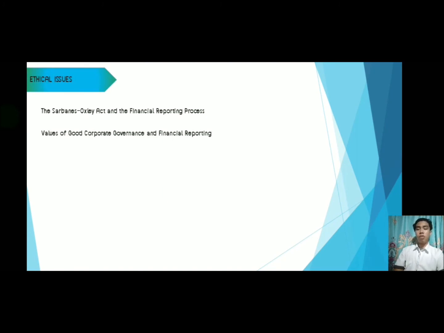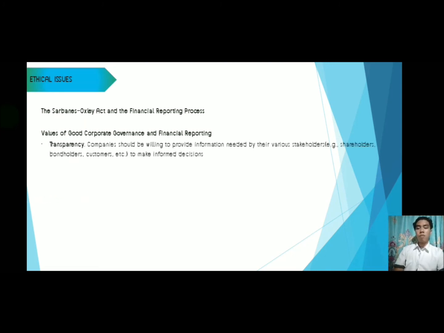Then, ethical issues. The Sarbanes-Oxley Act and the financial reporting process. The primary values of good corporate governance and financial reporting should include transparency, accountability, and integrity. So, first, transparency.